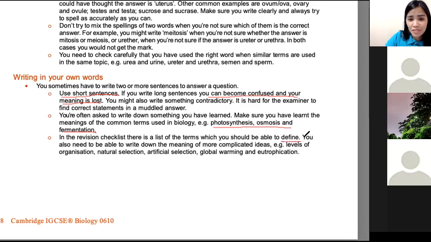You'll also be asked to define. Define is give the meaning, right? In your syllabus, the key terms there are already defined. You can memorize, but if you don't want to memorize, at least familiarize the correct terms, correct spelling, and you can use your own words, provided that the keywords will still be there.